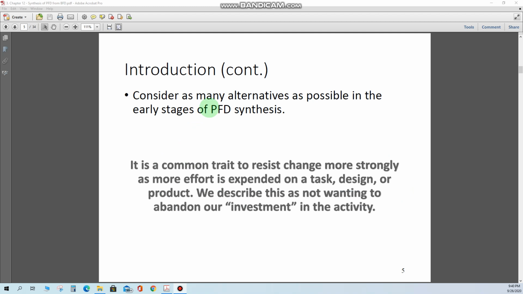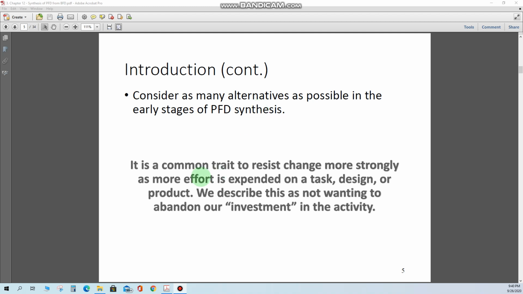Now, consider as many alternatives as possible in earlier stages of the PFD. So when you're making any process flow diagram, you have to make as many alternatives as you can. Why do we make as many alternatives? We want to avoid getting trapped into some suboptimal design. So we want to make a design that is highly optimized, where with less energy we can get more products.